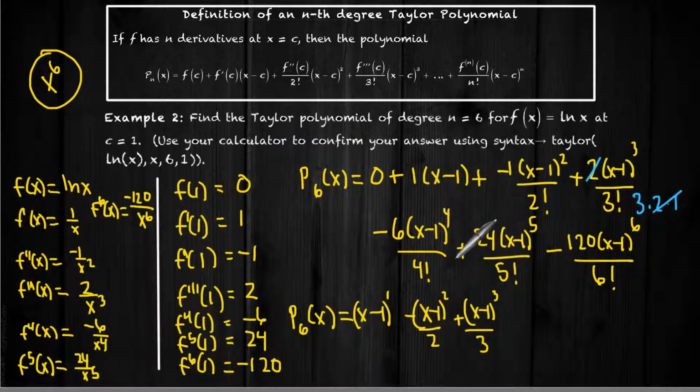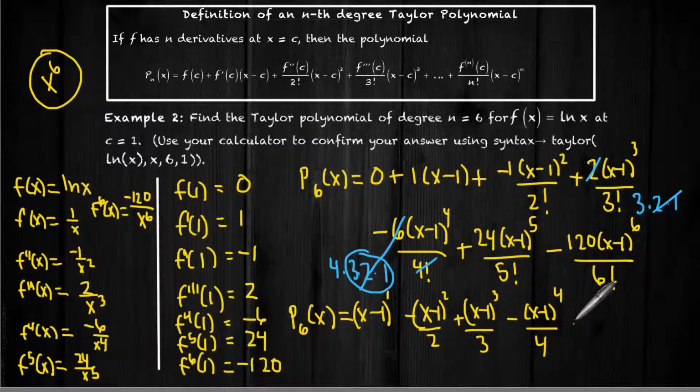And then we can do something again with this 4 factorial. Let's write that as 4 times 3 times 2 times 1. Well, 3 times 2 times 1 is 6. It's going to cancel off with that, and I think you can see the pattern. It's going to end up being negative (x minus 1) to the fourth. The only thing that's left on the bottom is that 4 right there. And then the next is going to be (x minus 1) to the fifth over 5. And then the last term is going to be (x minus 1) to the sixth over 6. And there's your sixth degree Taylor polynomial for natural log of x.